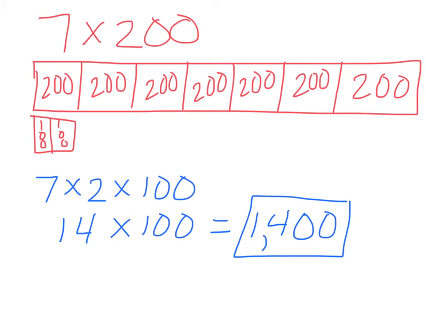In this problem, we can see that multiplying a number by 200 is exactly the same as multiplying it by 2 and 100. Let's try another problem like this. Let's take 67 times 5,000.